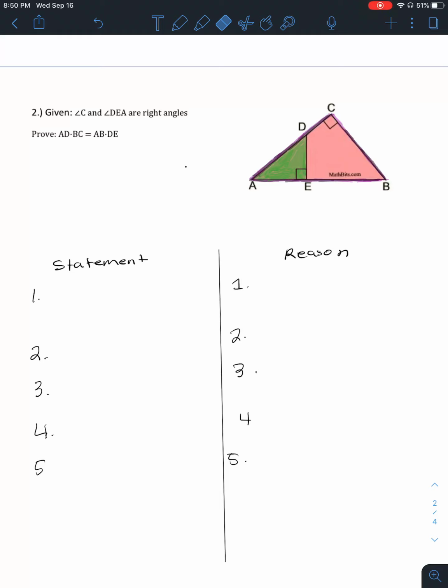Here we are today doing a proof. And we are trying to prove that AD times BC equals AB times DE. This is not obvious that this is true. So that's what's great about this problem, it's not obvious. It's not clear how we're going to do it.